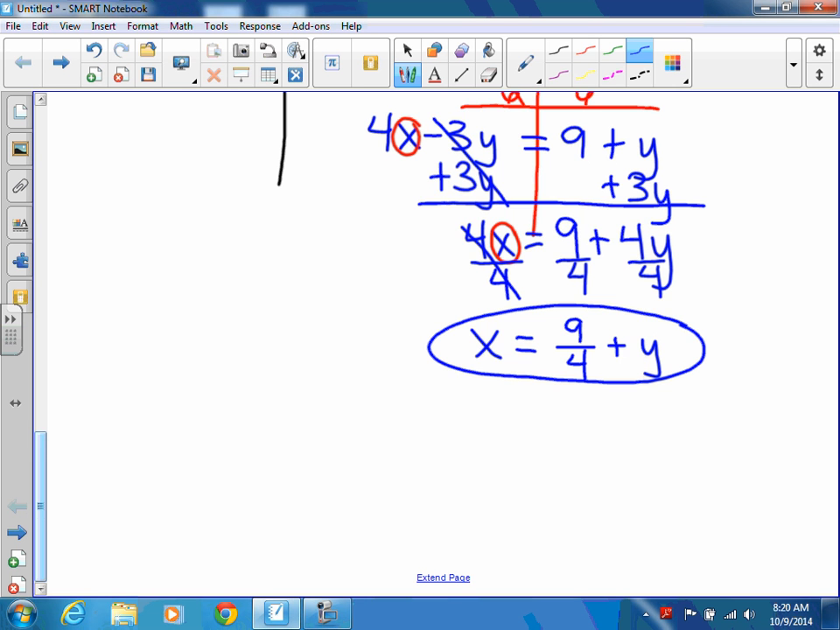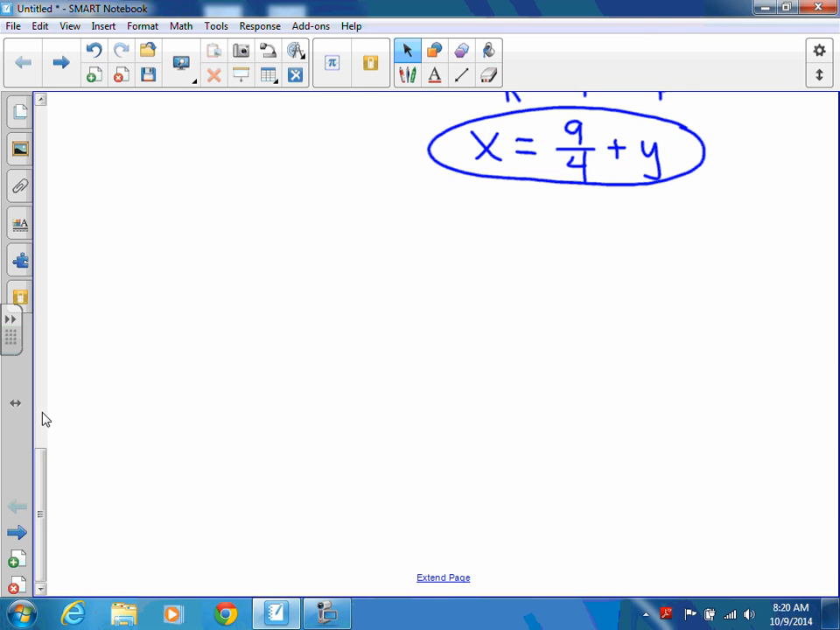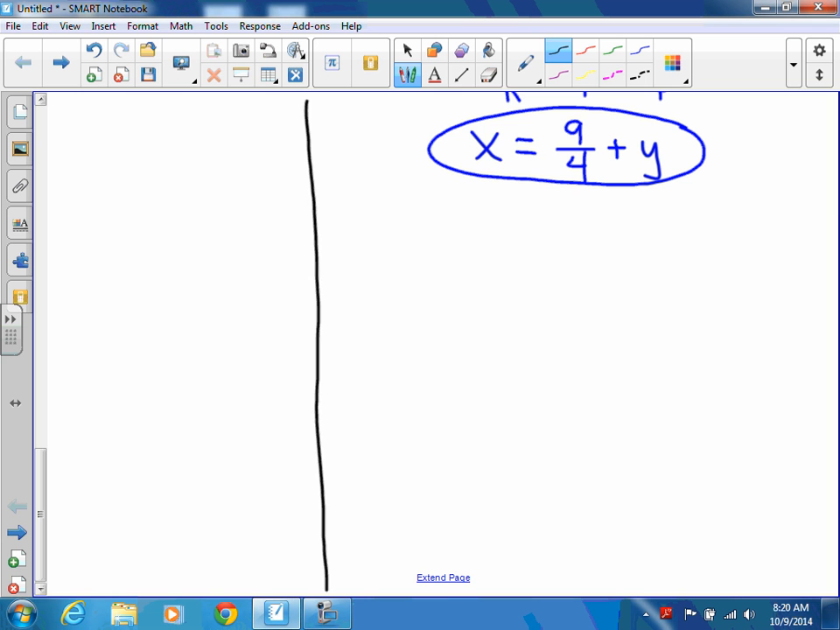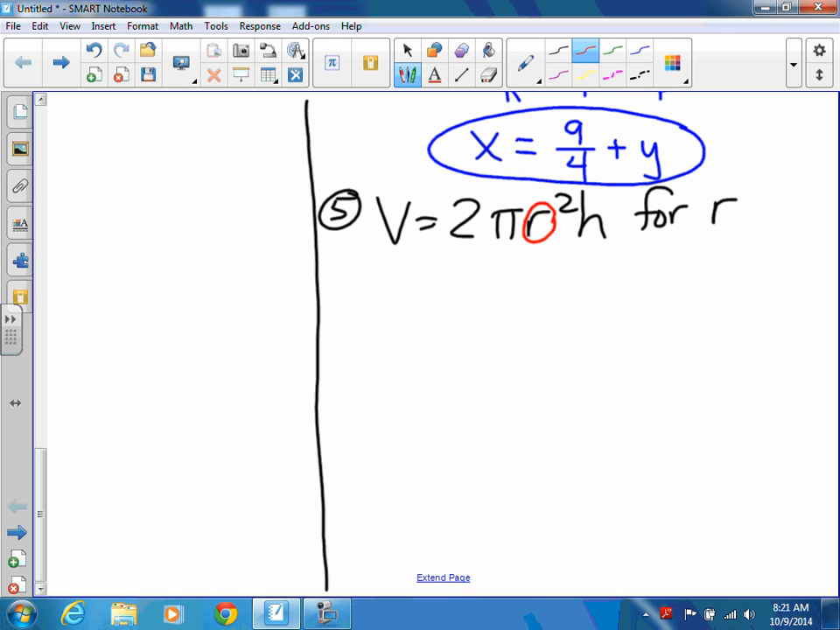All right, going back to some formulas that you may or may not be familiar with from pre-algebra. If we have V equals 2 pi r squared h, this is part of the volume formula for a cylinder. We're going to solve it for the r. So first things first, identify where the r is, circle it. And then we need to look at who we need to get rid of.